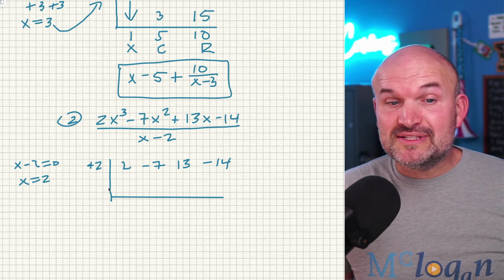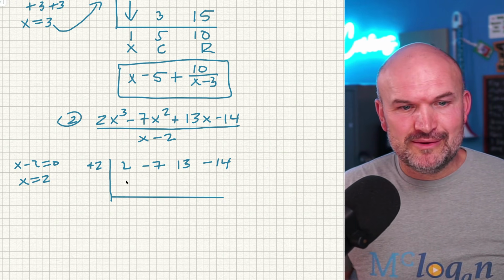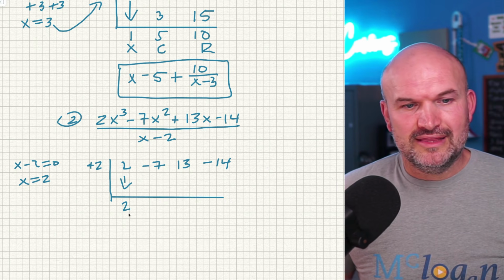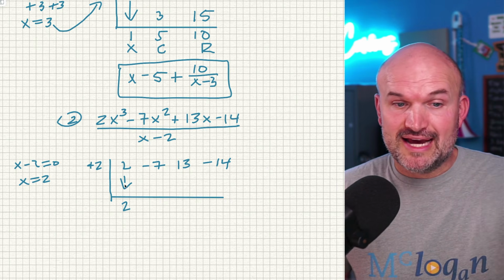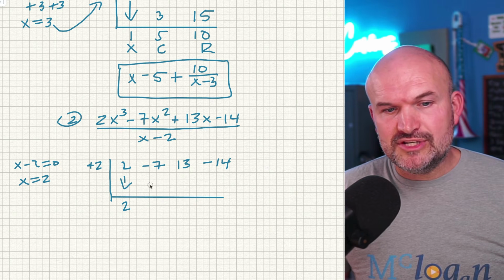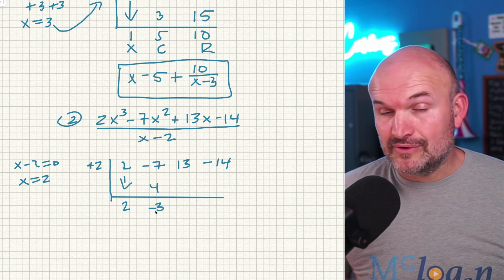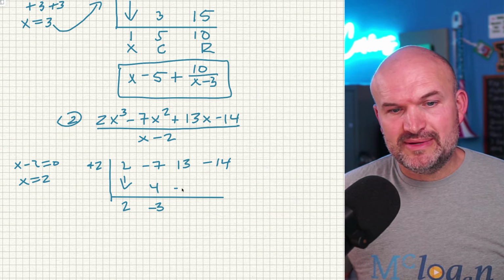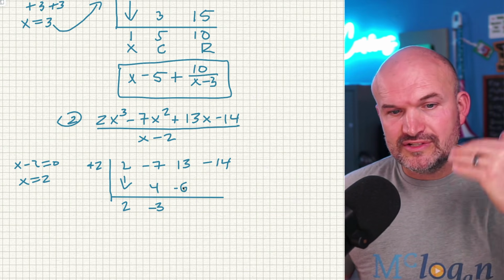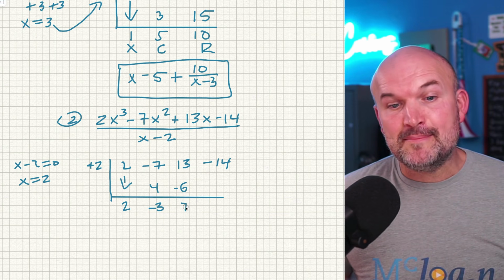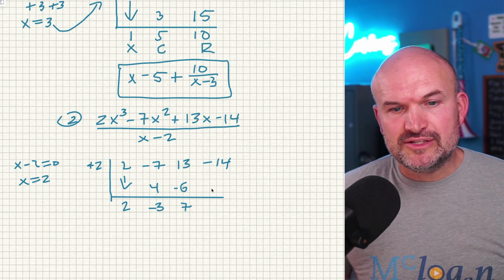Okay, so remember what happens on the first one. Bring it down, right? It's your freebie. So bring down the 2. That one's easy. 2 times 2, multiply on the diagonal, add on the vertical. 2 times 2 is going to be a 4. -7 plus 4 is going to be a -3. -3 times 2 is going to be a -6. 13 plus -6 is going to be a positive 7. 7 times 2 is going to be a positive 14.